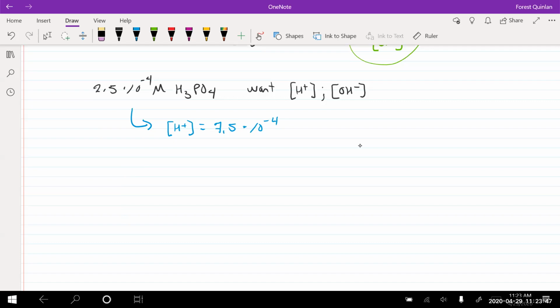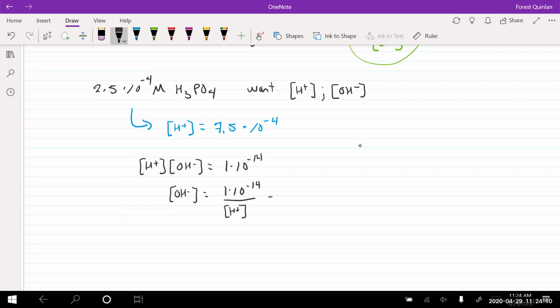All right, so we have the H plus. Let's just get the OH minus. So again, H plus times the OH minus is equal to 1 times 10 to the minus 14. So the OH minus is equal to 1 times 10 to the minus 14 divided by the H plus.